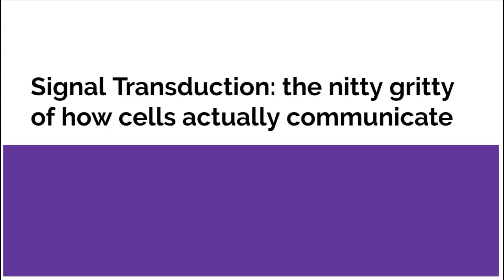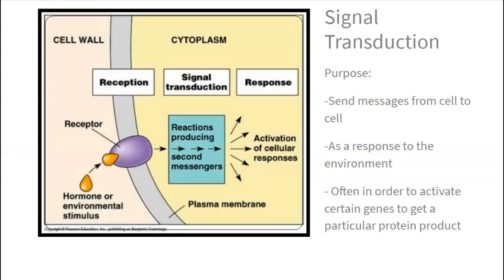Now that you've learned in general how cells communicate, today we're going to talk about signal transduction, which are the specifics of how cells actually send those messages and how cells know how to respond to their environment. So the general overview here of signal transduction is, a cell needs to send and receive messages.